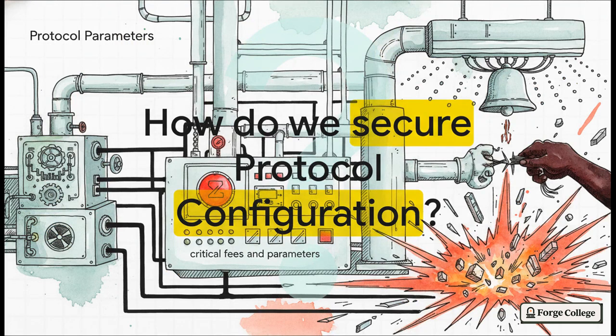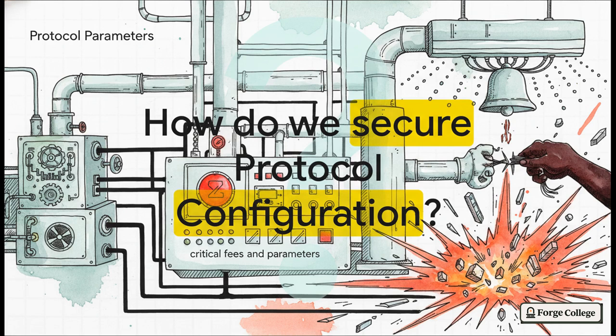How do we secure protocol configuration? Picture writing a function that sets critical fees or completely changes core protocol parameters. Going back to our factory metaphor, this is no longer just someone operating the stamping press.